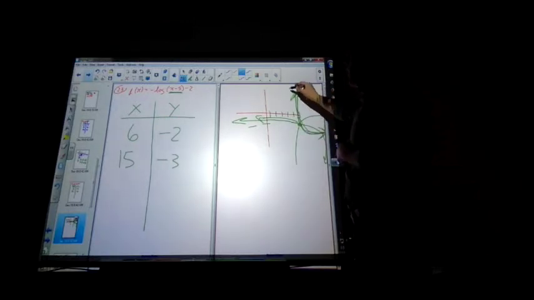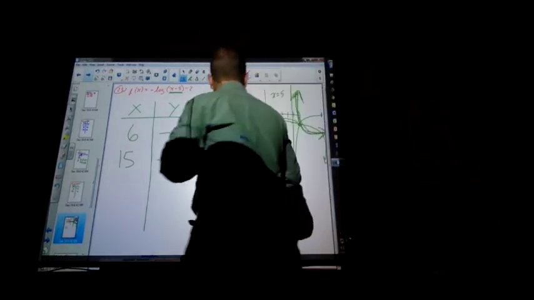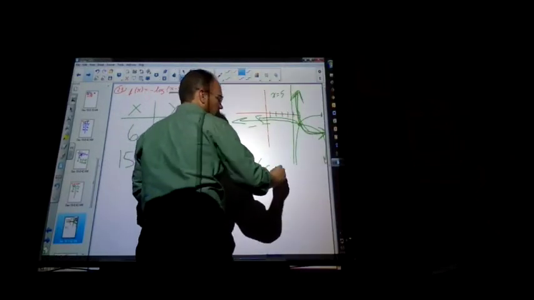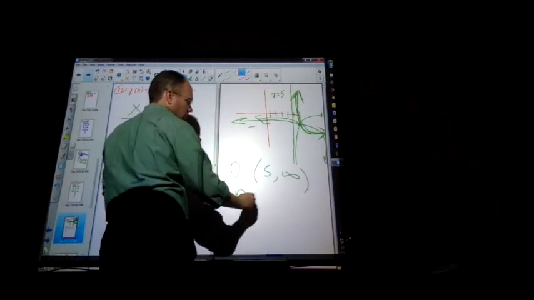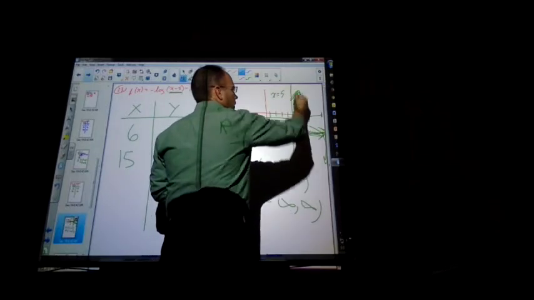So my asymptote here is going to be 5 because I can't have a log of 0. So x equals 5 is my asymptote. So my domain is going to go from 5 to infinity, while my range is going to go from negative to positive infinity. Sorry about goofing up that graph. So this is what it looks like, that one.